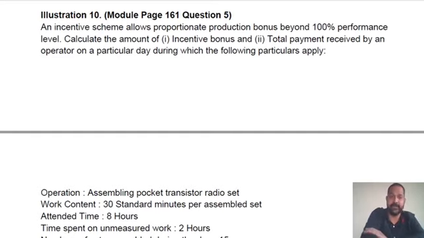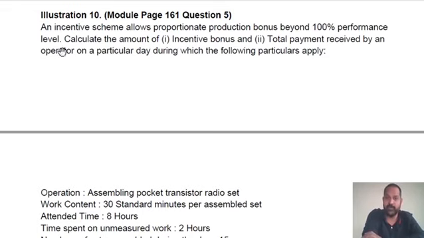What does the question say? An incentive scheme allows proportionate production bonus beyond 100%. I just told you what that means. So if you are working more than 100%, you're obviously saving a lot of my time and giving me more output. And if that's the case, then I will give you a proportionate production bonus.